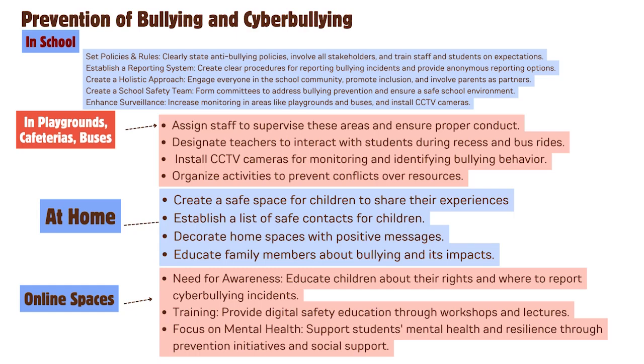Enhance surveillance: increase monitoring in areas like playgrounds and buses, and install CCTV cameras in playgrounds, cafeterias, and buses. Assign staff to supervise these areas and ensure proper conduct. Designate teachers to interact with students during recess and bus rides. Install CCTV cameras for monitoring and identifying bullying behavior. Organize activities to prevent conflicts over resources. At home, create a safe space for children to share their experiences.